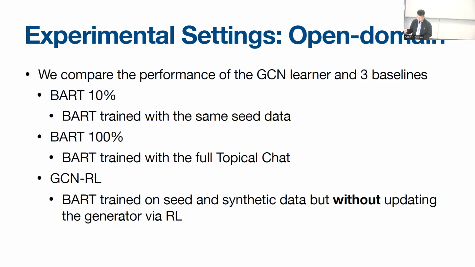And the third baseline is GCN without reinforcement learning, GCN without RL, which is a version of BART that is trained on the seed data set and a synthetic data set. But the synthetic data set is generated by a data generator without updating via reinforcement learning. So this is a comparison of the effectiveness of the GCN reinforcement learning approach against a baseline that is not using reinforcement learning at all.